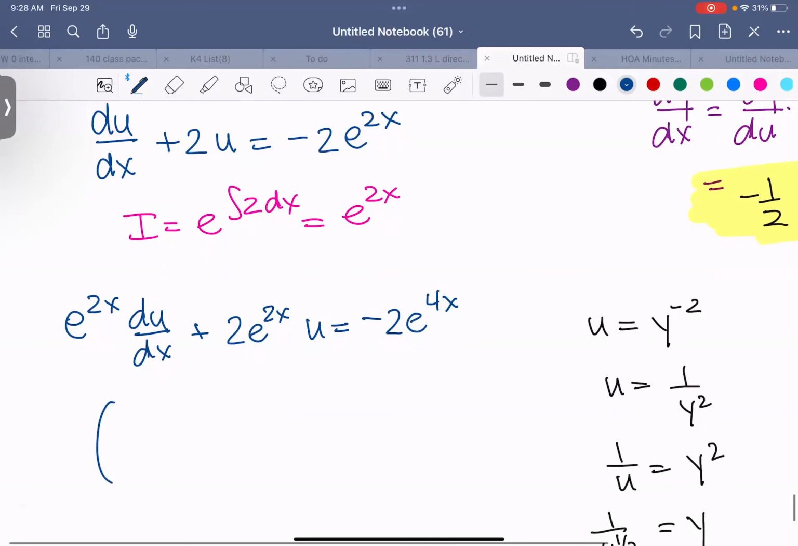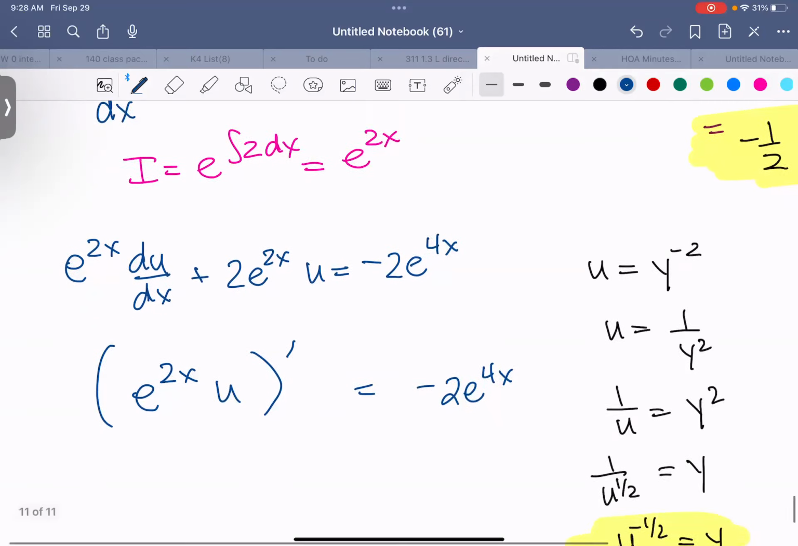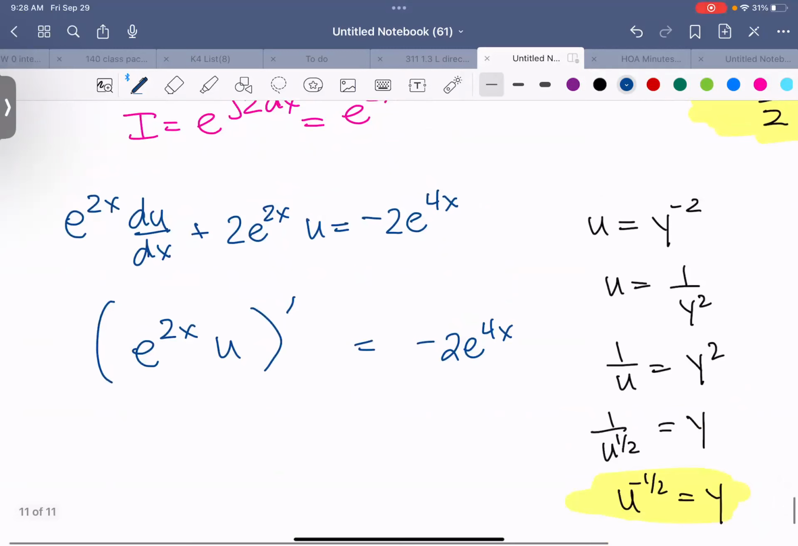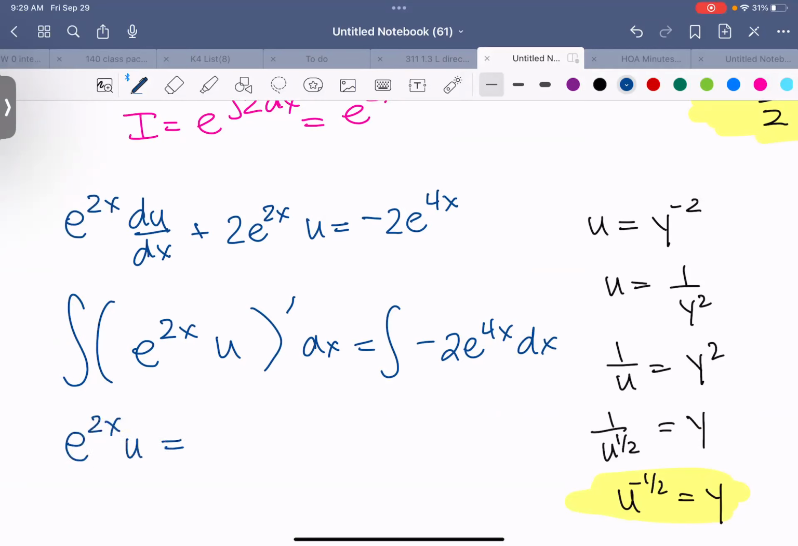Regroup the left-hand side. That's e to the 2x times u, everything prime, equals negative 2 e to the 4x on the right. Go ahead and integrate each side. That leaves me with e to the 2x times u on the left, and negative 2 over 4 e to the 4x plus a constant on the right.